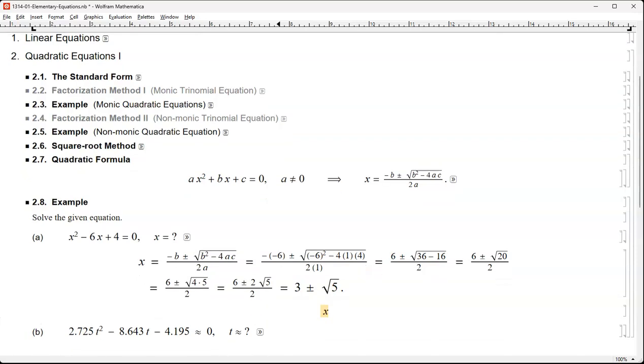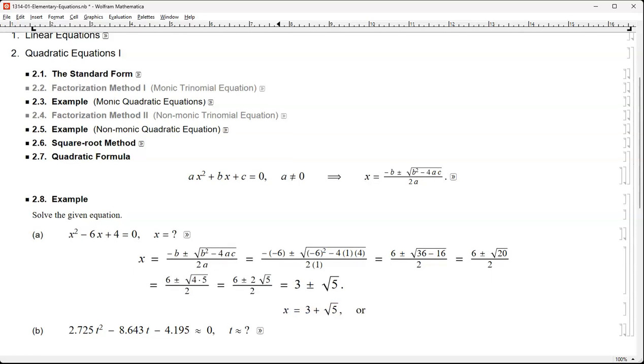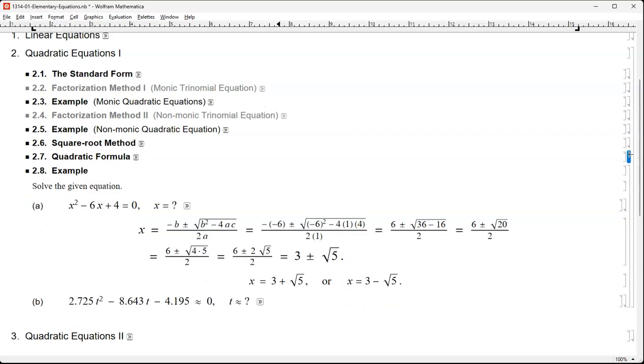In other words, x is 3 plus square root of 5, or x is 3 minus square root of 5. You can always use the quadratic formula in any circumstance. Keep a calculator ready if you have some further computation to do. But if you can keep it as a symbolic expression, this is perfect. And most of the time, this kind of answer is preferred. There are exceptions, of course.